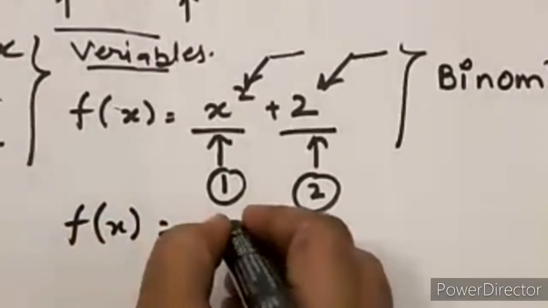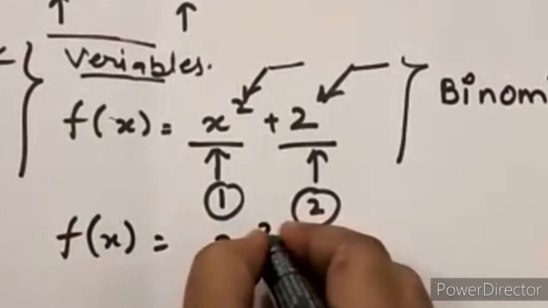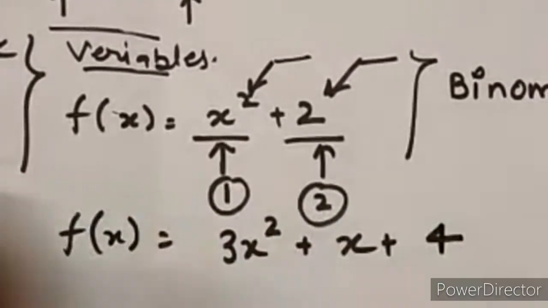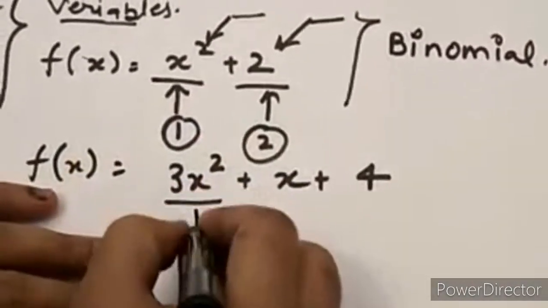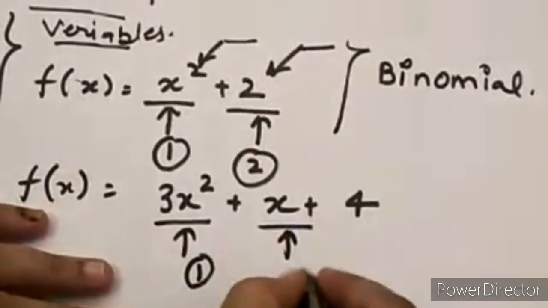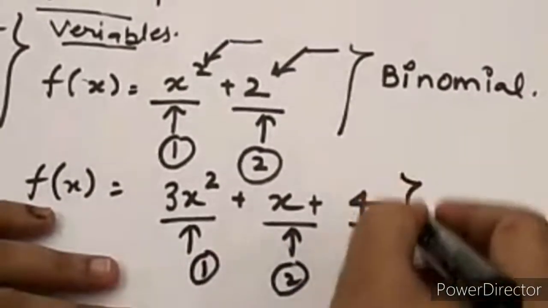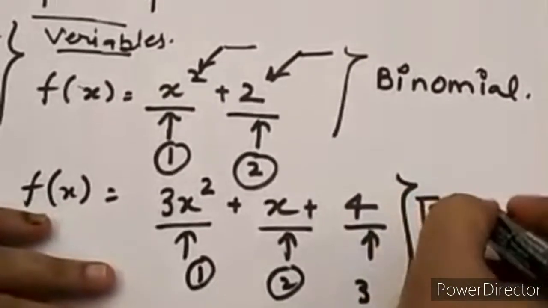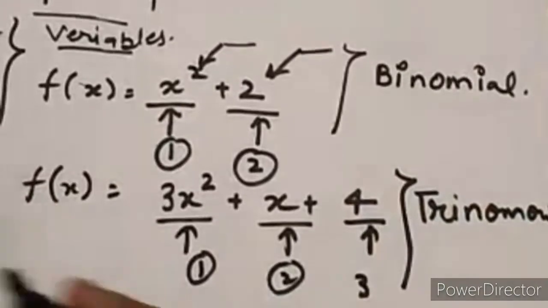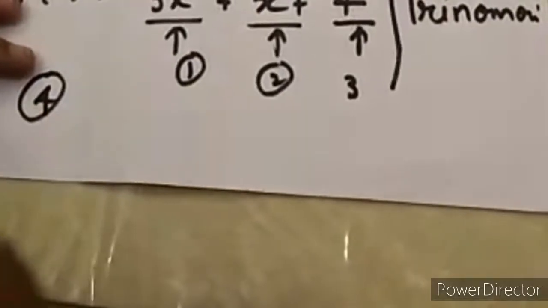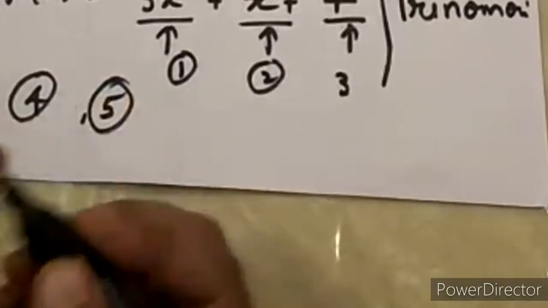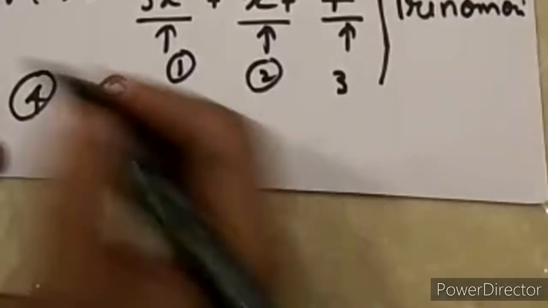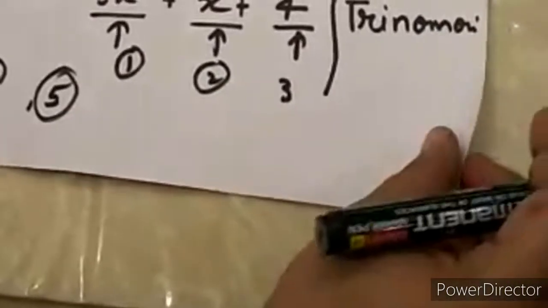Let's have another example. Suppose you have a term like this. So can you tell me the number of terms here? 3, right? Number 1, number 2, number 3. That's why this will be called trinomial. Similarly, if you have 4 terms, it will be tetranomial. If you have 5 terms, it will be pentanomial. If you have 6, hexanomial, like that. So this is basically called a polynomial.